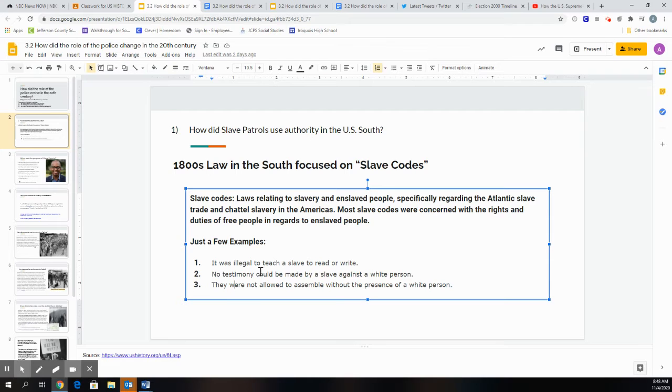A slave couldn't accuse a white person of anything, no testimony. So you couldn't say this person committed a crime if you were an enslaved person. And then they weren't allowed to assemble without the presence of a white person. So the slaves couldn't gather in large groups unless there was a white person present.